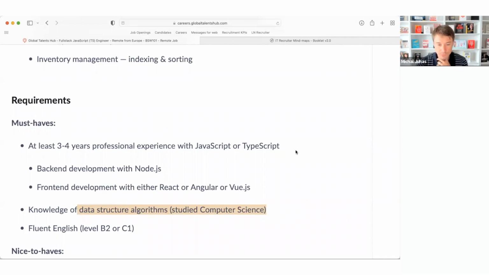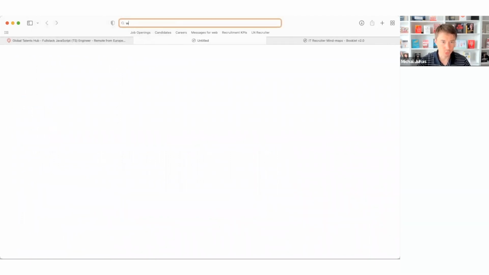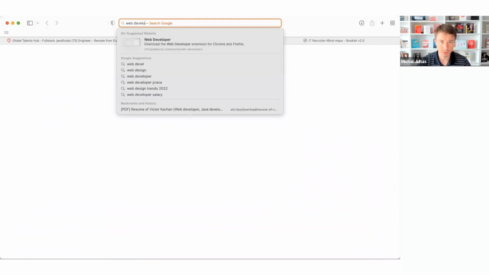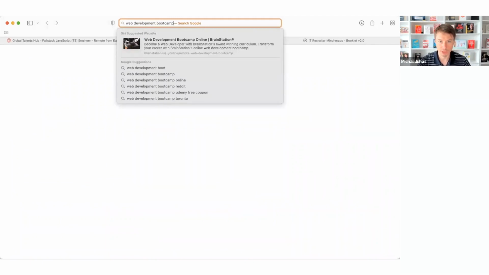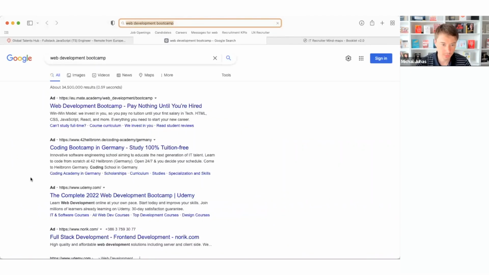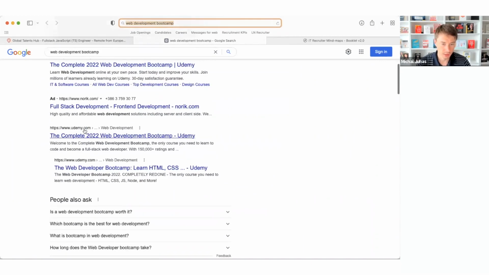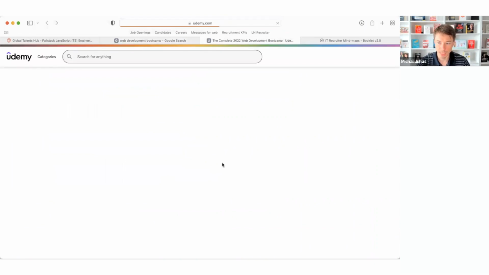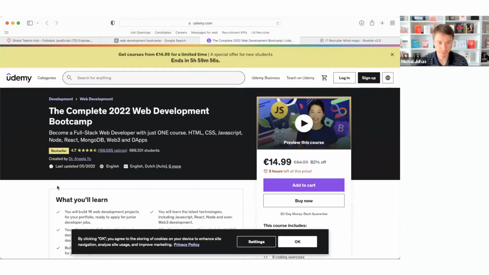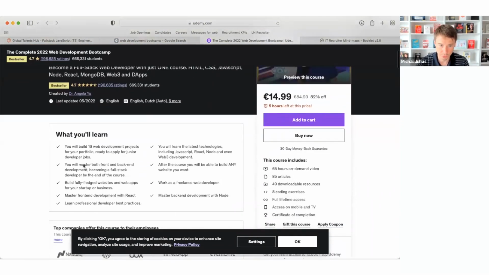So yes, and this is the challenge, right? How do we identify who has the knowledge of data structure algorithms? If you look at some traditional web development bootcamp, let's just open up one website that people usually may go to, and let's see. It's a course for 13 euros.